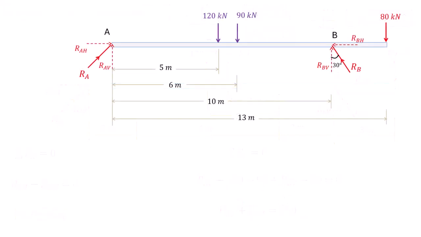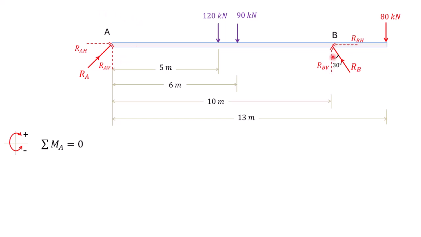To find the unknown force Rb, we take the sum of moments about point A. This is the sign convention we use for this. The line of action of reactive force Ra passes through point A. Hence, it does not create a moment. The 120 kilonewton force acting downward at a distance of 5 meter from point A produces a clockwise moment about point A. The 90 kilonewton force acting downward at a distance of 6 meter from point A produces a clockwise moment about point A.